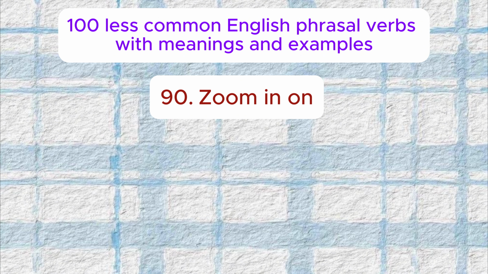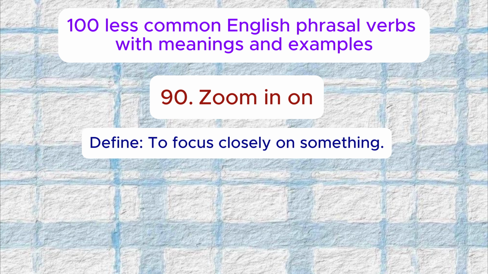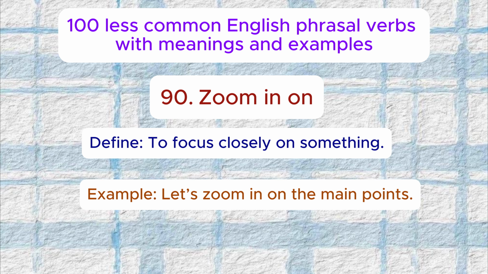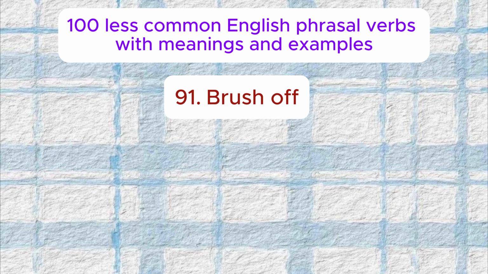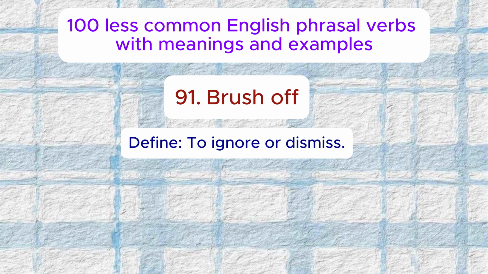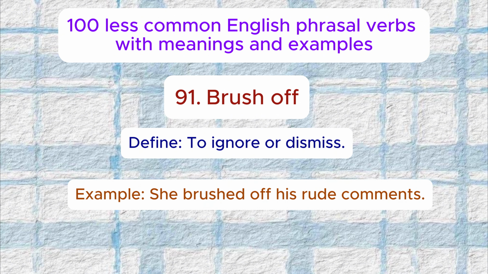90. Zoom in on. Define, to focus closely on something. Example, let's zoom in on the main points. 91. Brush off. Define, to ignore or dismiss. Example, she brushed off his rude comments.